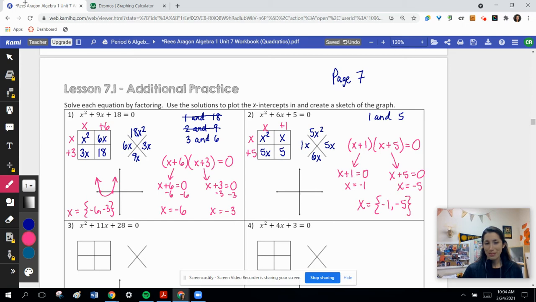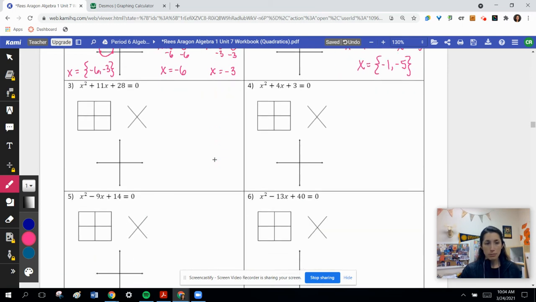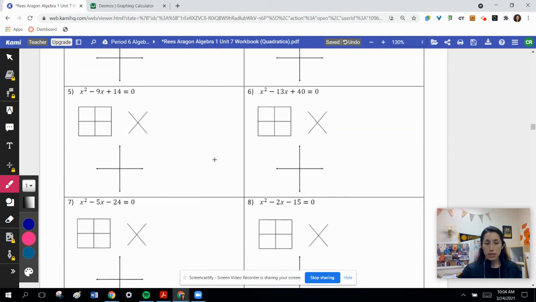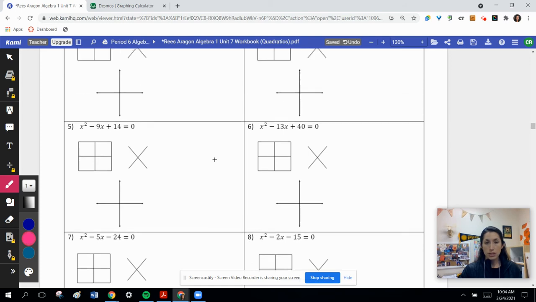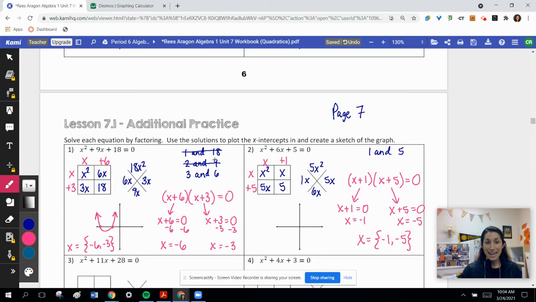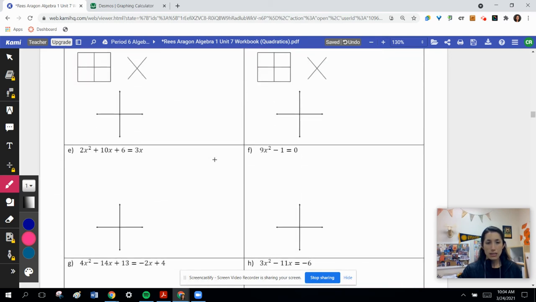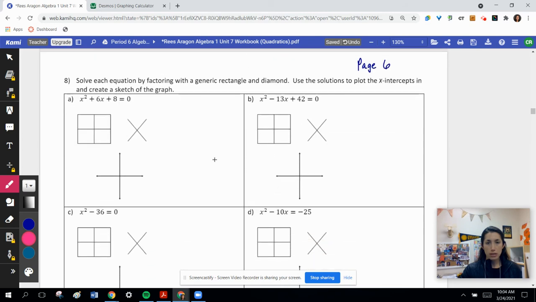Okay. All the problems on the rest of this page are similar. First term in the first box, last term in the last box. You're going to factor them. You're going to write out your solution. If you complete this page, I will give you 80%. And then additional practice, we're going to complete here on page 6.